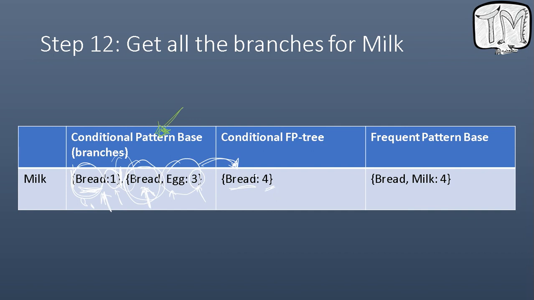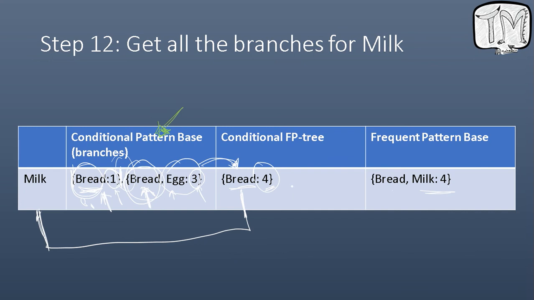Now, as we saw before, we are going to merge this step here with this. We are going to create all the combinations. So there is only one combination of milk and bread, which is bread, milk with frequency 4. So we are going to create that as a frequent item set only, okay. So this is how we create a frequent item set using FP growth, okay.